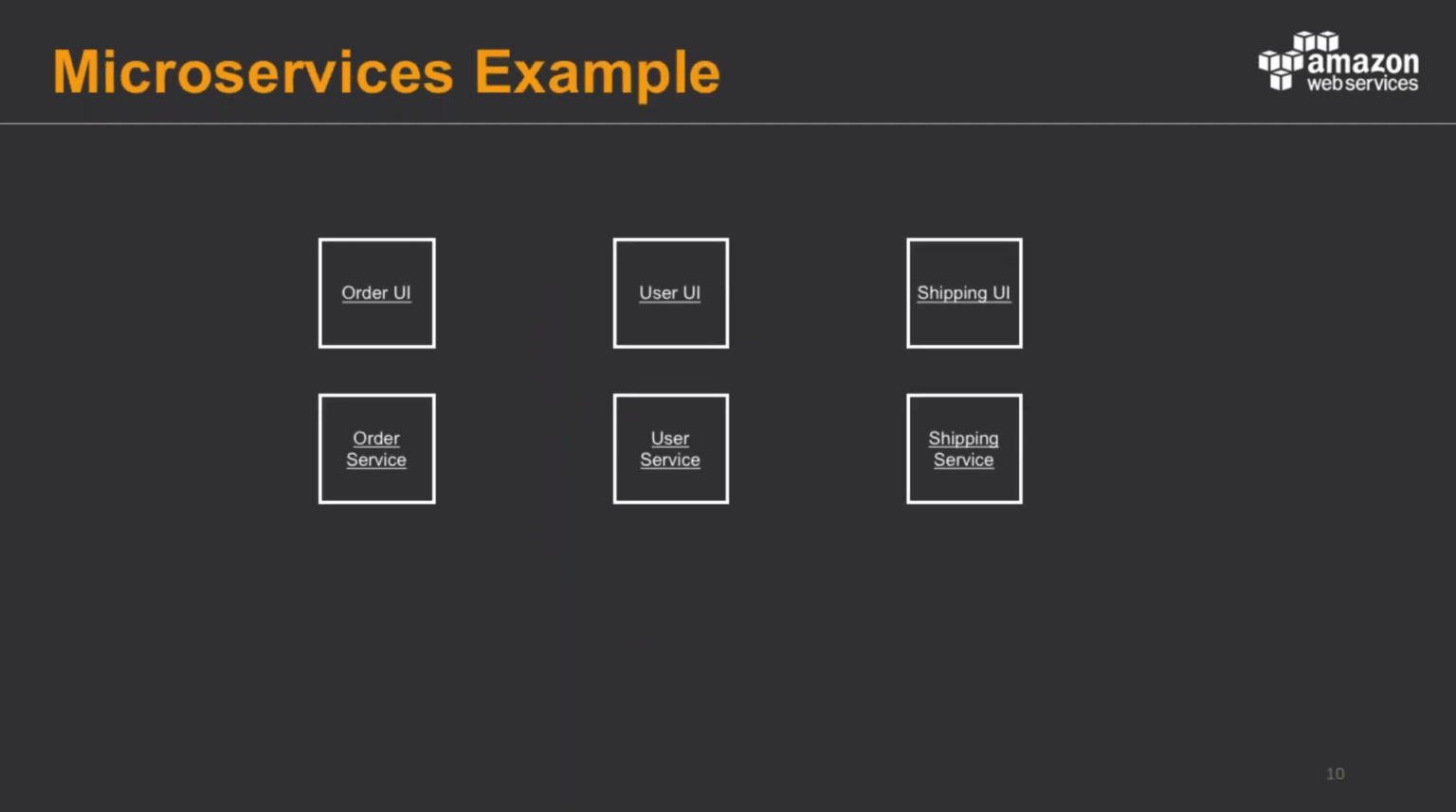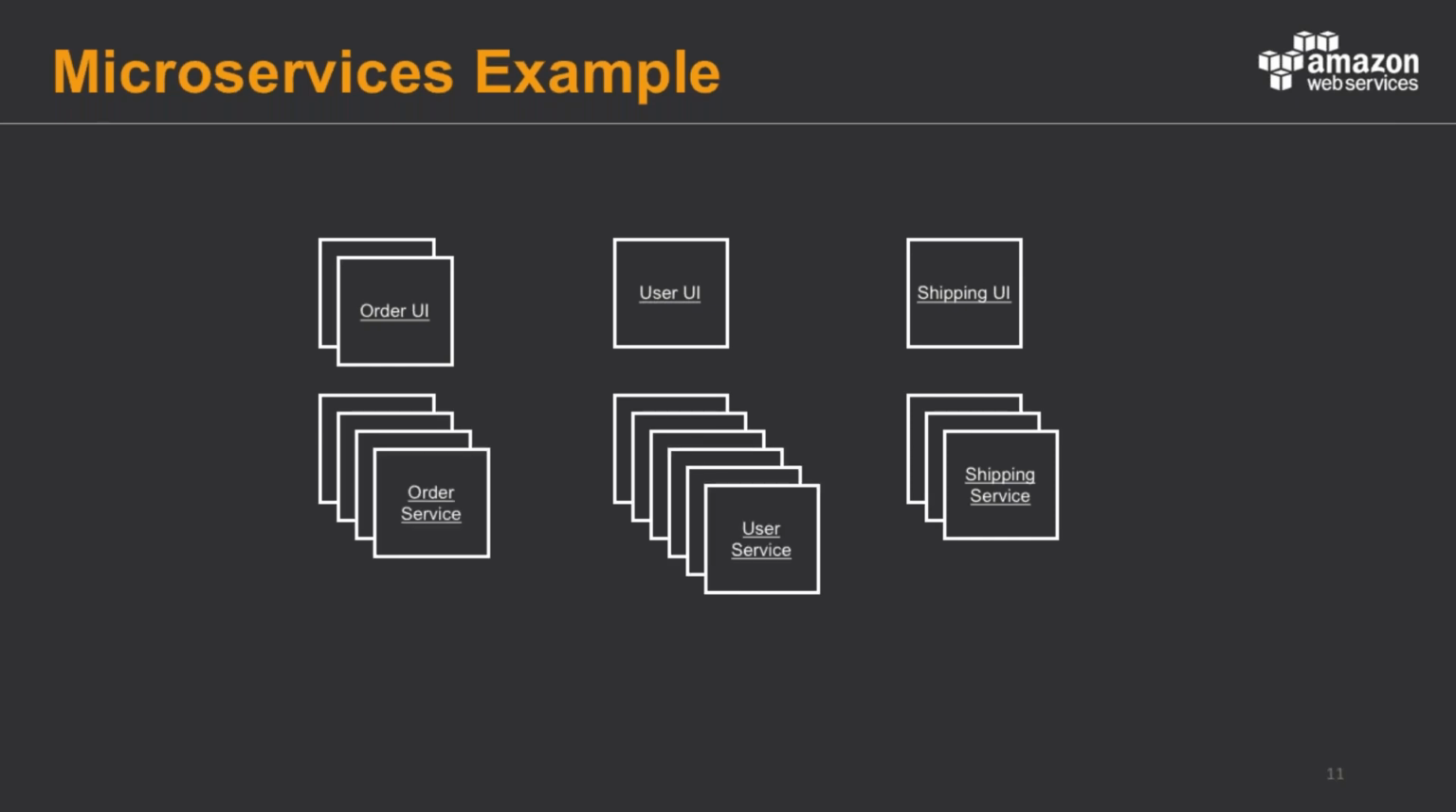Whereas if we look at that in a microservices example, here we've broken out, they're no longer tightly coupled. We've got our order user interface, user service, and shipping service running in totally separate containers, and then we need to go and scale that. We can start to scale applications or parts of the application independently.